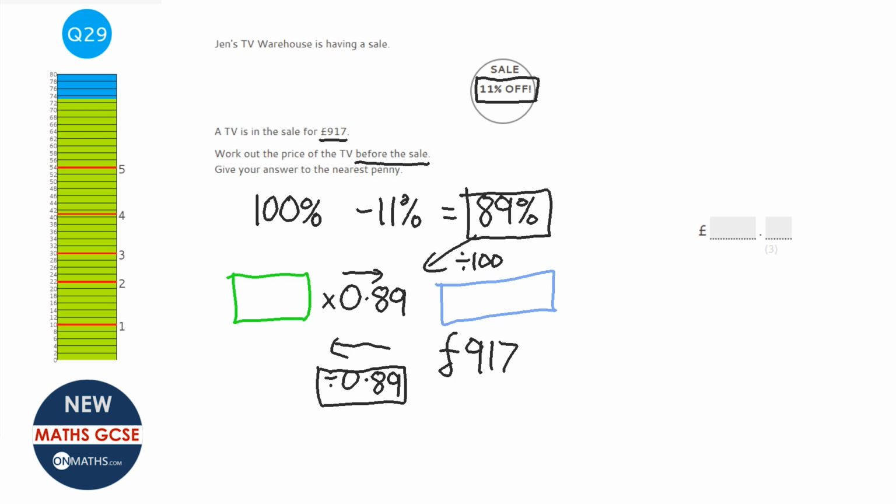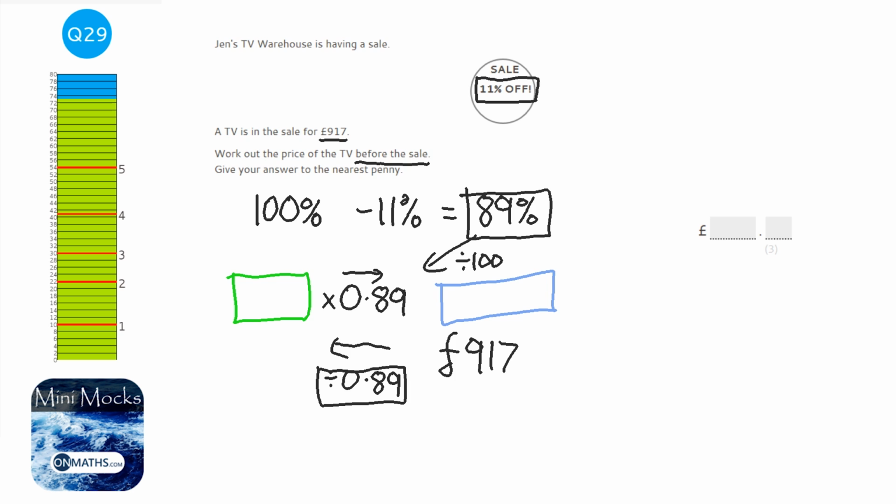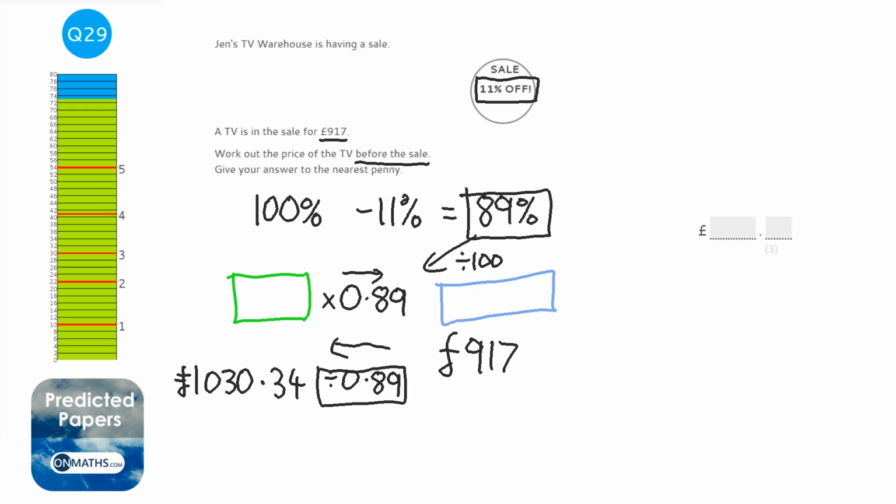So on the calculator, 917 divided by 0.89 and press equals. You might get a fraction, just press S to D. And we get 1030 pounds 34. So I've rounded that to the nearest penny, because the next one along is 337, so the 7 pushes that 3 up to a 4. And so that's going to be 1030 pounds 34.